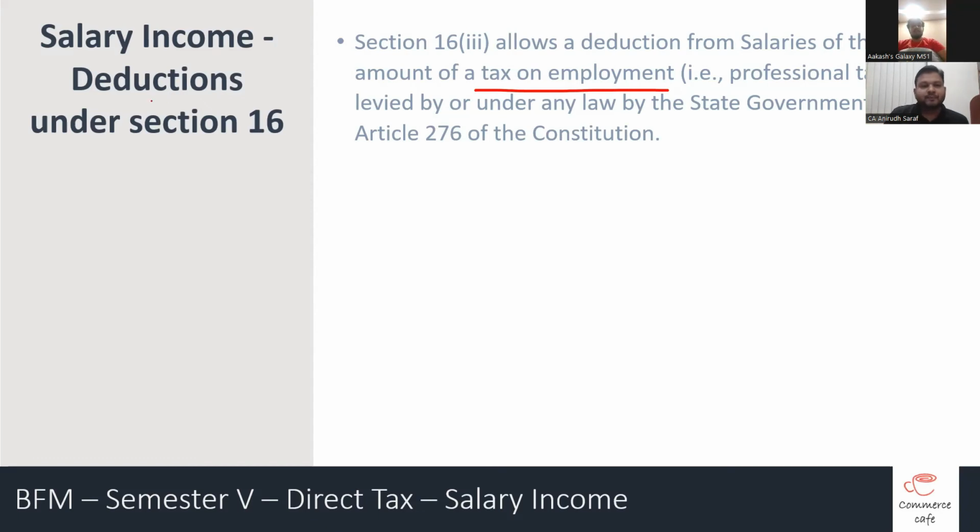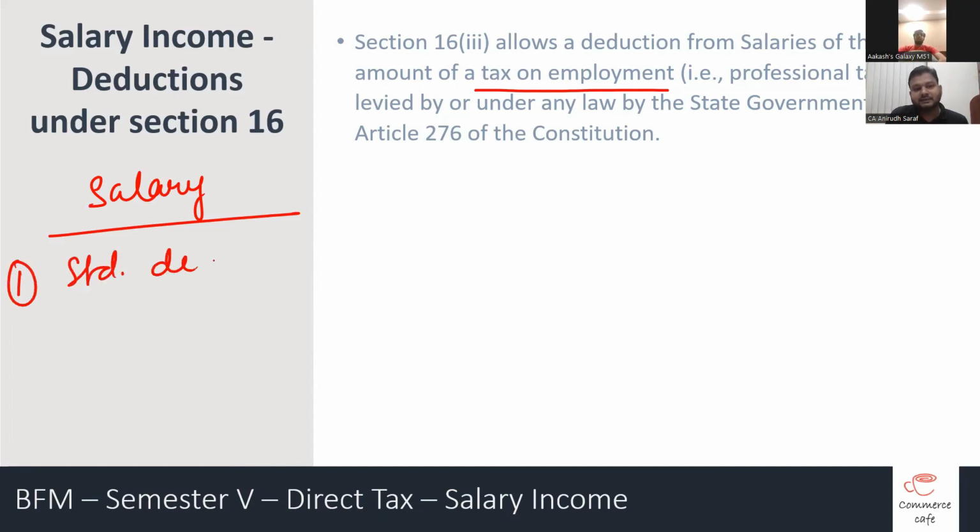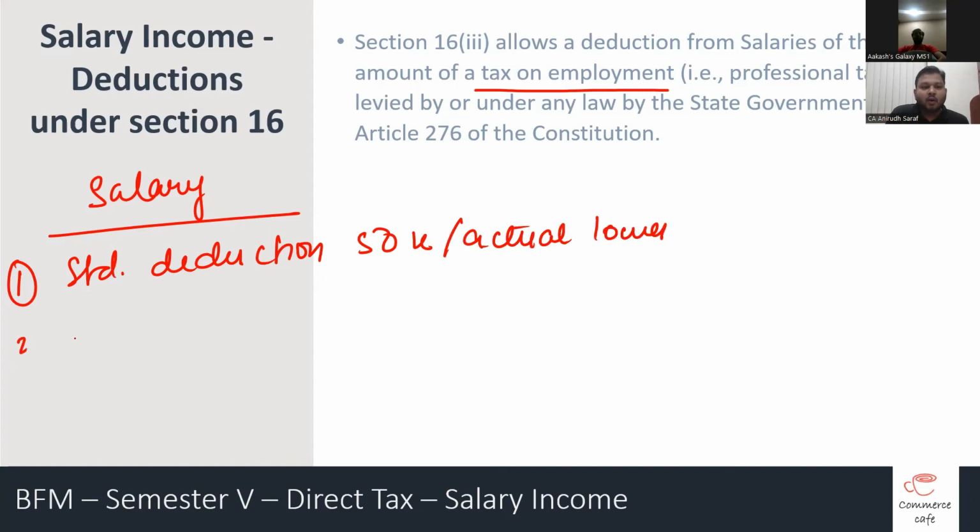So you have your salary. From that, you have to deduct three things. One is standard deduction, which can be 50,000 or actual, whichever is lower. Second, only if it is a government employee, then entertainment allowance also you can deduct.